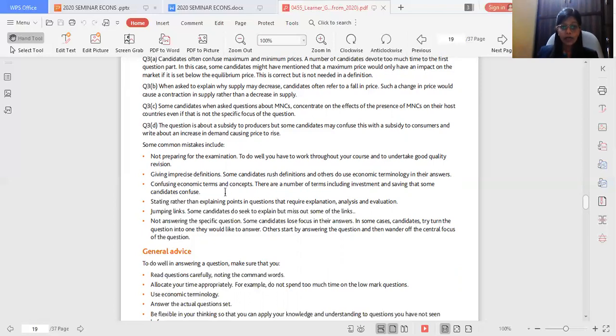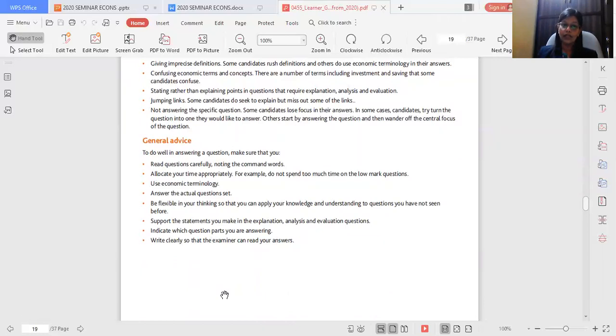Third one, confusing economic terms and concepts. There are a number of terms, including investment and saving, that some candidates confuse. So all these are some common mistakes that you will be making. Jumping links, not answering the specific questions. What is jumping links? Some candidates seek to explain but miss out some of the links. The flow is not there. They'll be talking about A, and all of a sudden, before they finish explaining A, they're already explaining B. That makes the examiner confused about what you're trying to explain. So don't give anyone the opportunity to take marks away from you. You have to play smart to gain marks, not lose them through deduction. Don't allow that. Please be smart enough.